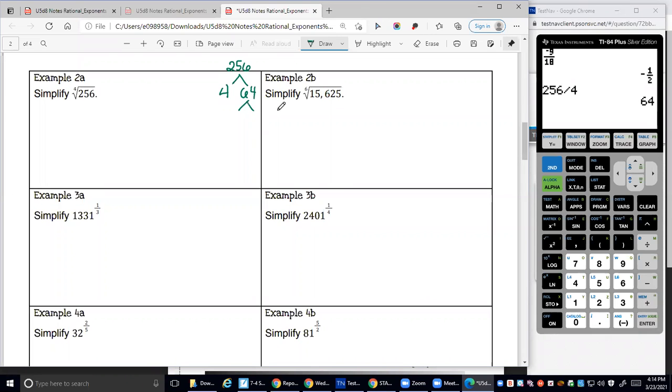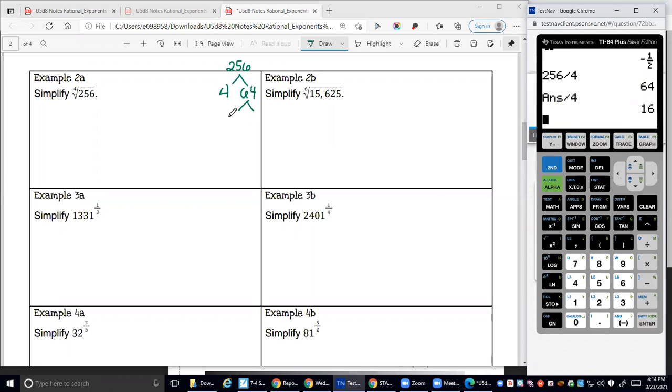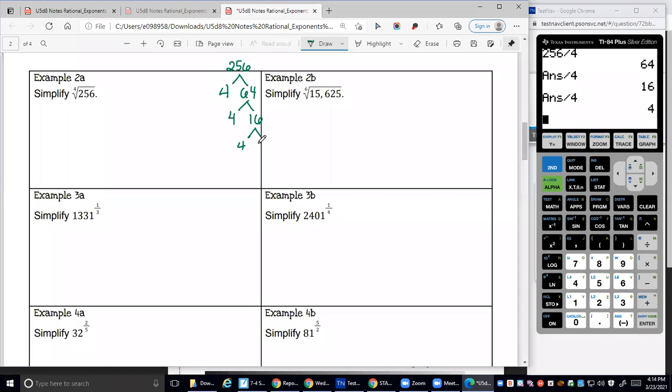And then I'm just going to keep dividing 64. And so ANS means it's the last answer that was in your calculator. So that's really like 64 divided by 4. You get 16. So that's 4 times 16, right? And then 16 divided by 4 is just 4, right? Okay. So these are my little leaves. Kind of stopping there.